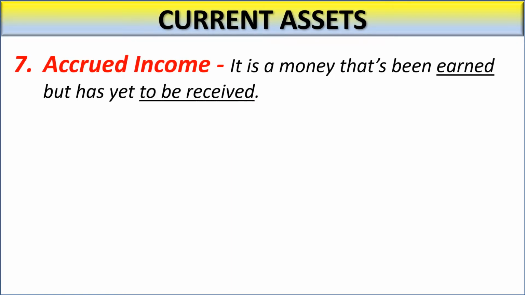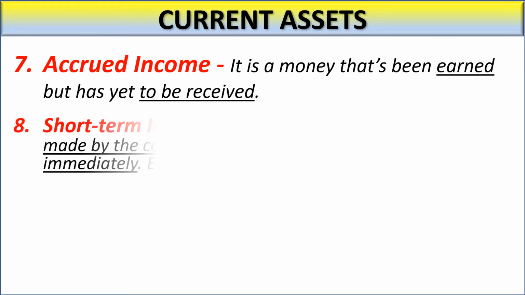Number 7, accrued income. It is money that's been earned but has yet to be received. So ito yung na-earn na yung money, kinita na yung pera, pero hindi mo pa nare-receive yung bayad. Accrued income. Income mo na siya, but you did not receive any amount yet. So that is considered as accrued income.